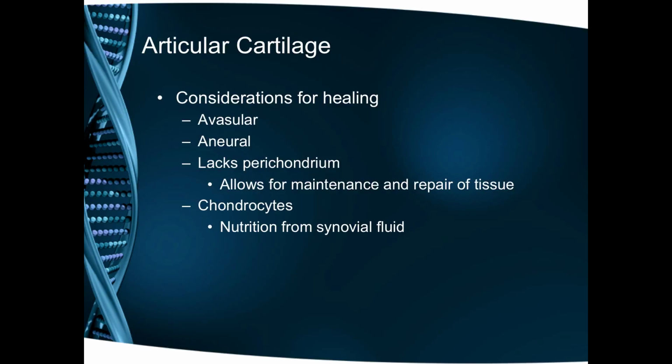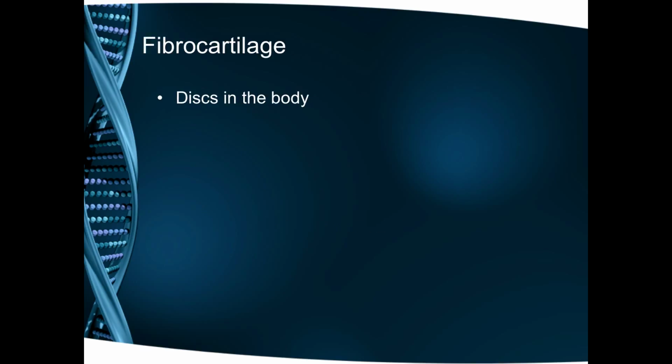So if there's normal wear and tear, it's capable of normal maintenance and replenishes its matrix just through chondrocytes. But if there's any type of significant damage, especially to adult cartilage, it's often repaired very poorly or not at all.